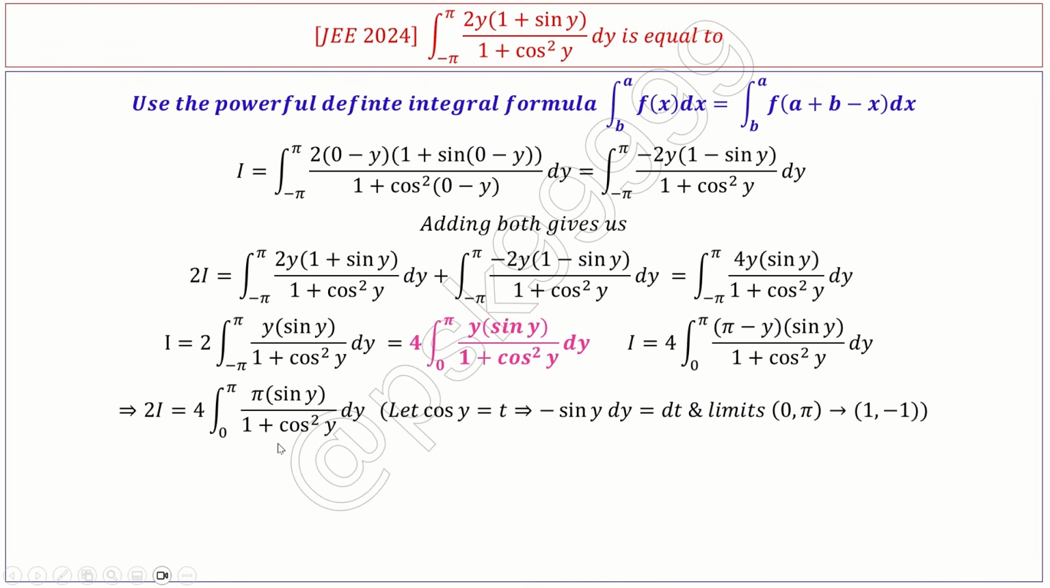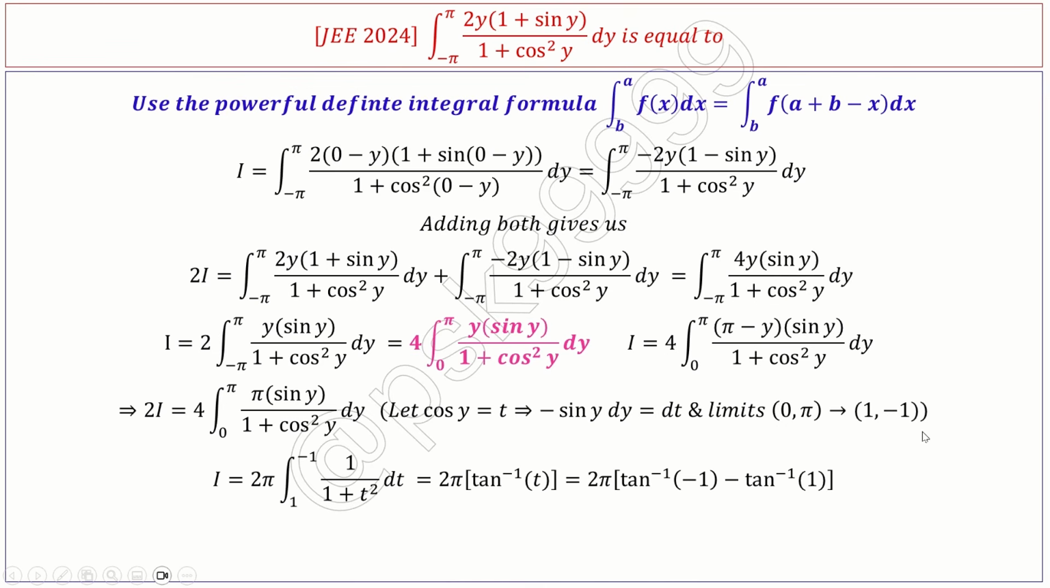That's what is here. Now this is very simple, right? Now if you take cos y as t, minus sin y dy is dt. So limits will change from 0 to pi to 1 to minus 1. You substitute limits here, you will get 1 to minus 1. So the integration is nothing but, I made it 2I equal to this, 2 will cancel with 2. So 2 pi into integration from 1 to minus 1 of 1 by 1 plus t square dt. This is nothing but tan inverse of t. We know it. So 2 pi of tan inverse of t, if you apply limits from 1 to minus 1, 1 being the lower limit, minus 1 is the upper limit.